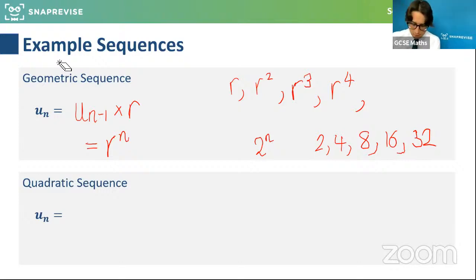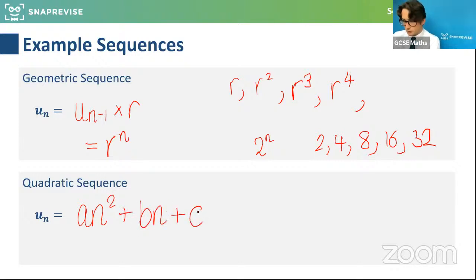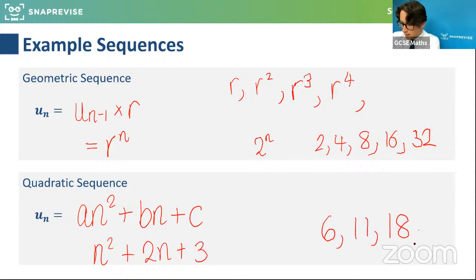Now, a quadratic sequence is something of the form, I'm sure you've done a lot of quadratics in a number of different ways throughout the GCSE, lots of different little subtopics. But this is following something where there's an n squared involved. So for example, if we had n squared plus 2n plus 3, a quadratic sequence may look like this. And as I said, I won't go into it in too much detail today. But yes, so very good.